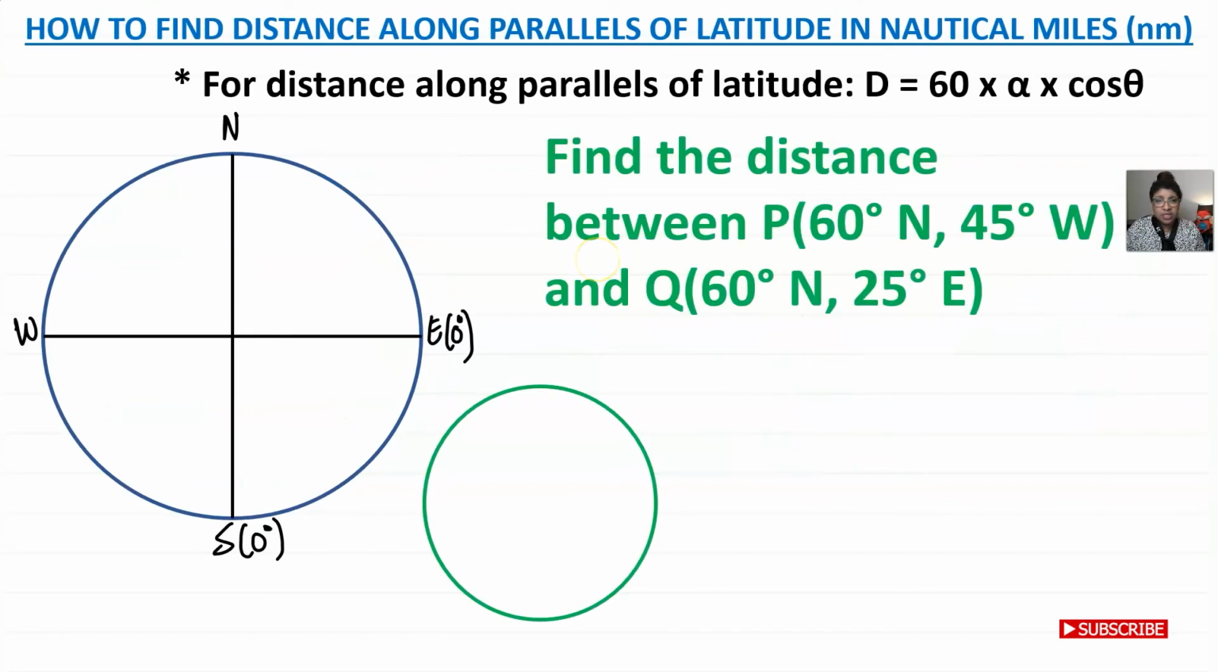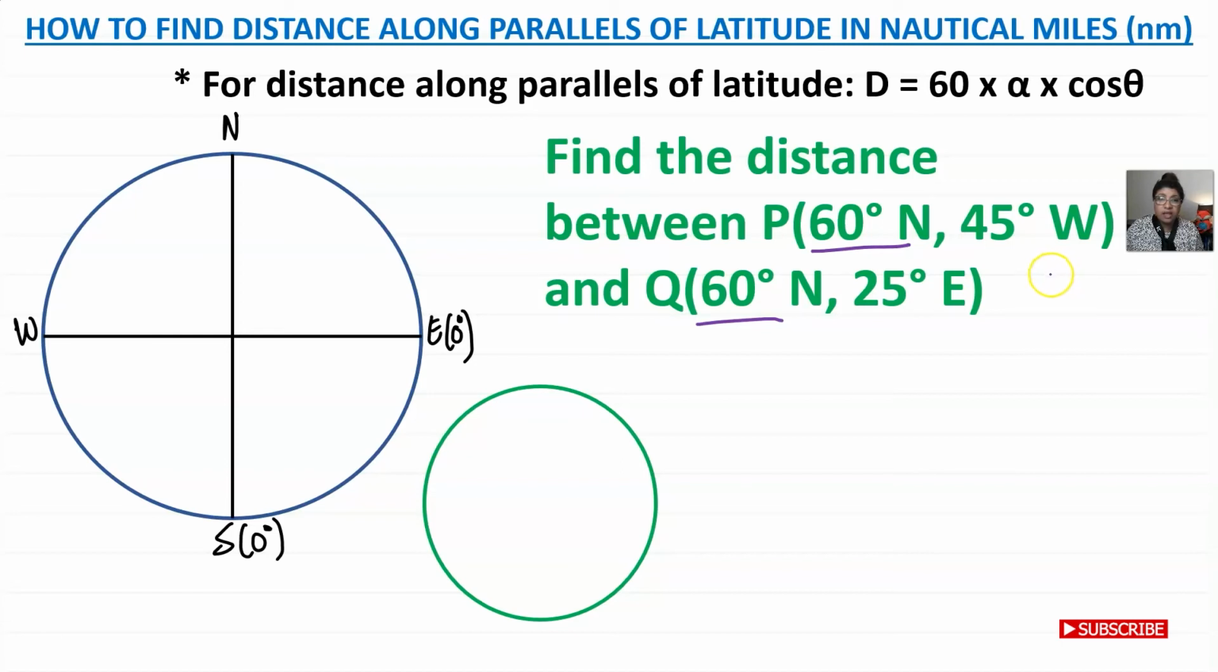Right, let's do this example then. We're asked to find the distance between point P, which is 60 degrees north, 45 degrees west, and point Q, which is 60 degrees north, 25 degrees east. So they are on the same latitude, but different longitude.